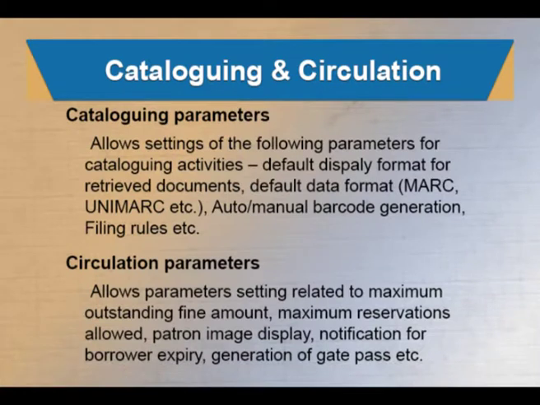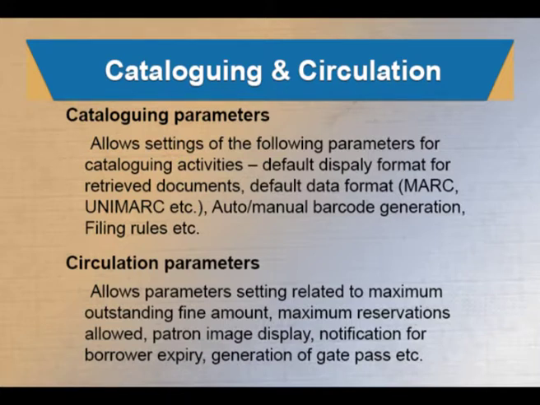Then in the catalog module, we basically set different parameters related to the default display format for retrieval of documents and the default data format. We can have options for MARC, UNIMARC, CCF or even no MARC. Auto and manual barcode generation we can define here. We can turn the option on or off. We can provide filing rules here at the time of sorting of the bibliographic records.